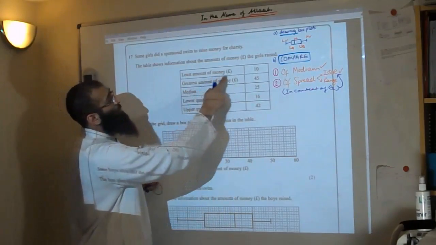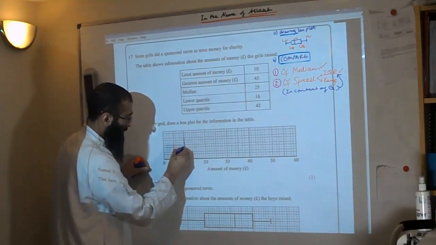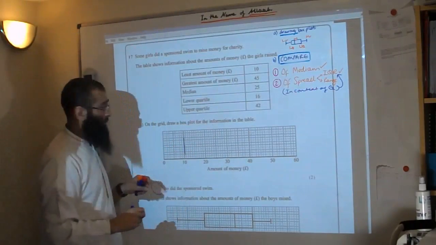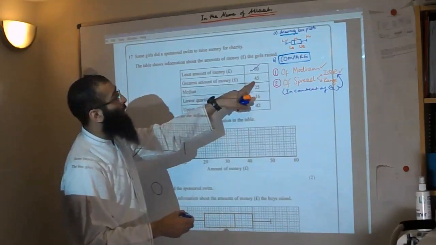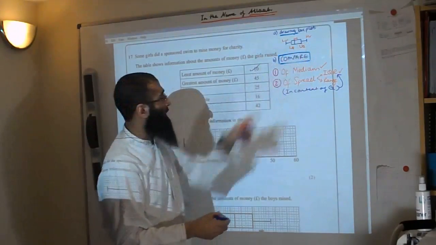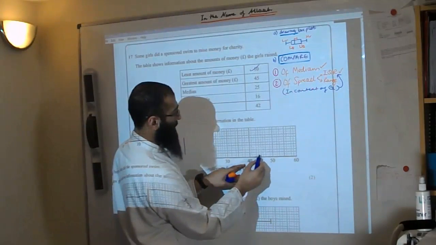So we have the least amount of money is £10. Okay, that's £10 there. The greatest amount of money is £45. Least, greatest is at the end. The highest value is 45: 41, 2, 3, 4, 5.